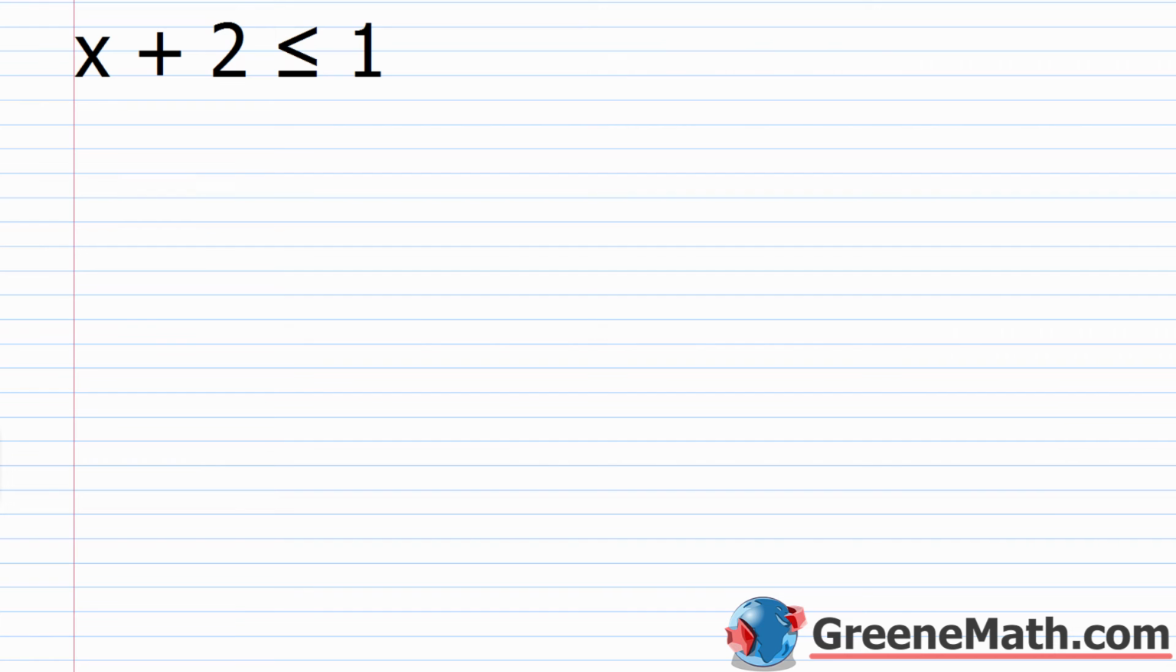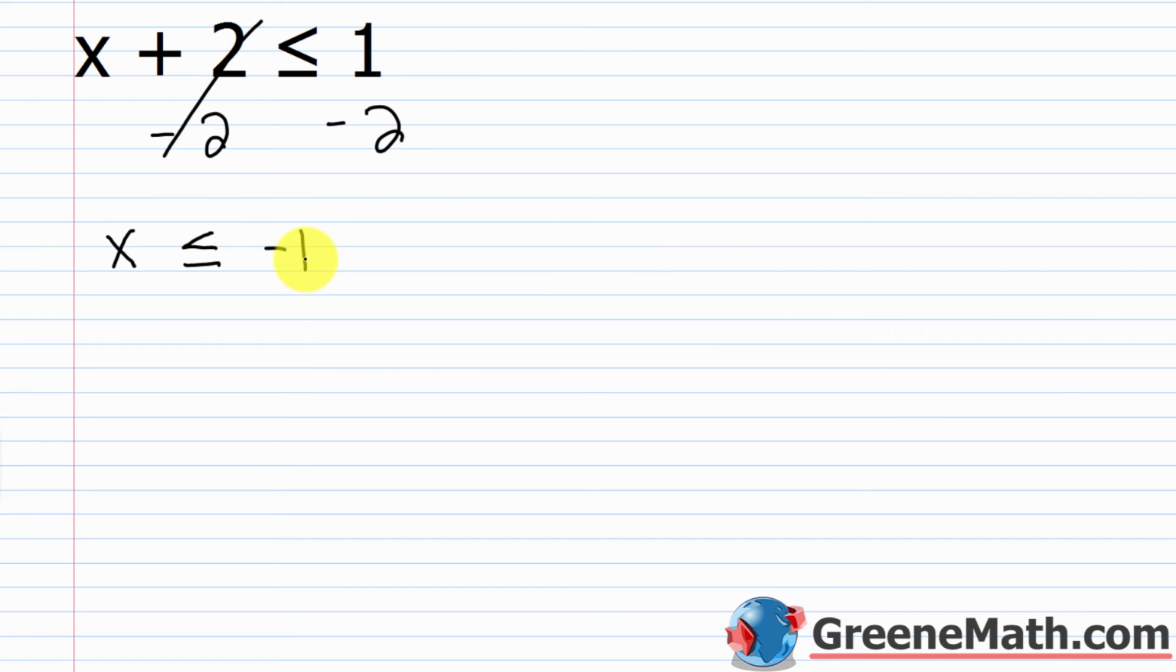So we have x plus 2 is less than or equal to 1. So to solve this, I'm just going to subtract 2 away from both sides of the inequality. This will cancel. I'll have x by itself, and I'll have less than or equal to 1 minus 2, which is negative 1.